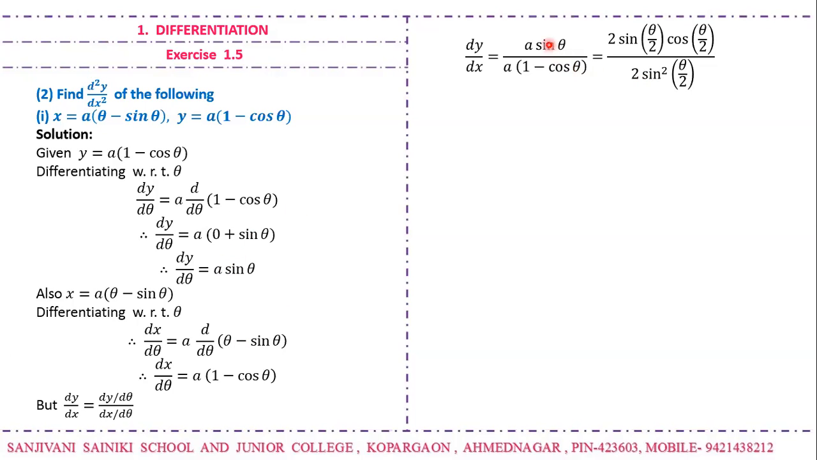Now this sin theta can be written as 2 sin theta by 2 into cos theta by 2 using the half angle formula. Also 1 minus cos theta can be written as 2 sin square theta by 2. So 2 cancels, this sin theta by 2 and sin theta by 2 also cancel, and cos theta by 2 upon sin theta by 2 is cot theta by 2. This is the derivative of y.